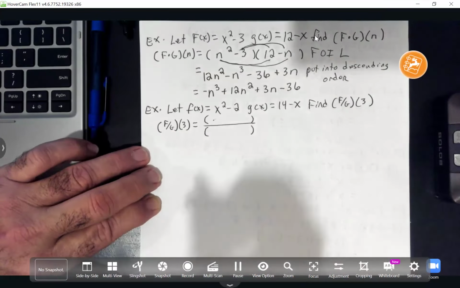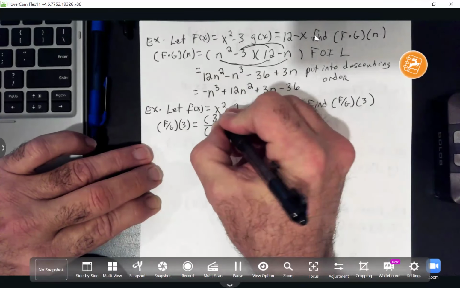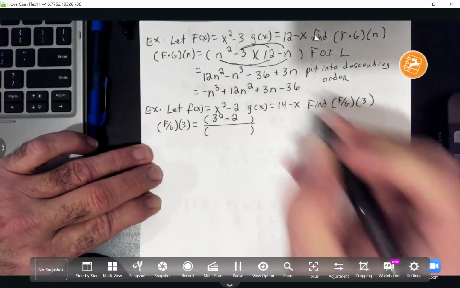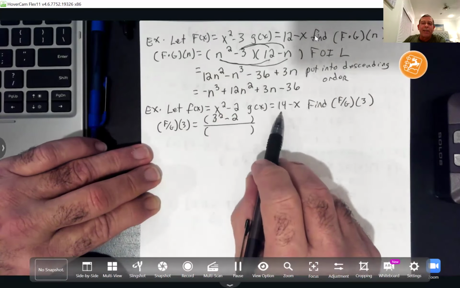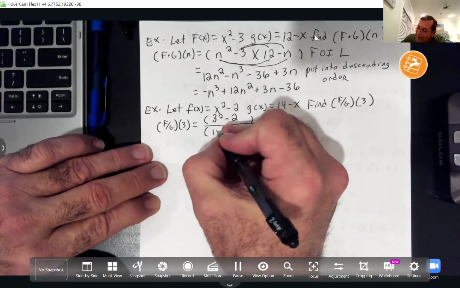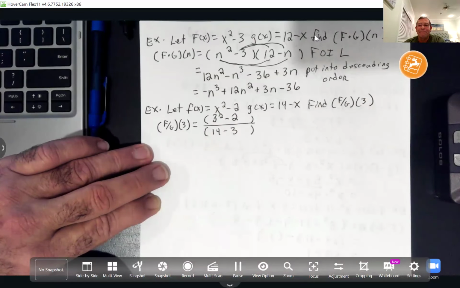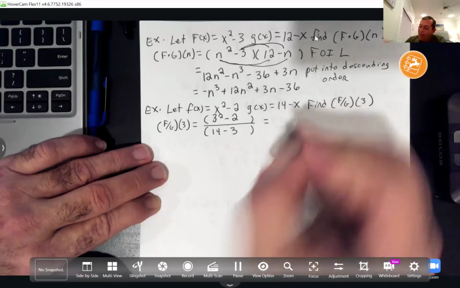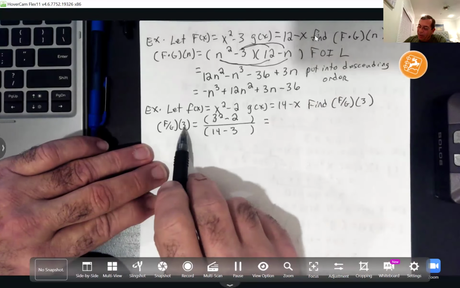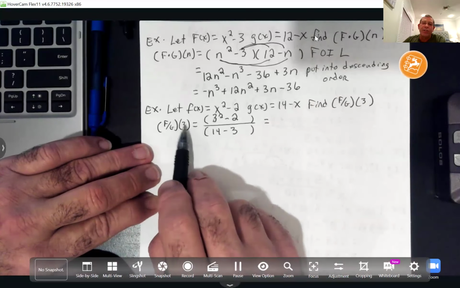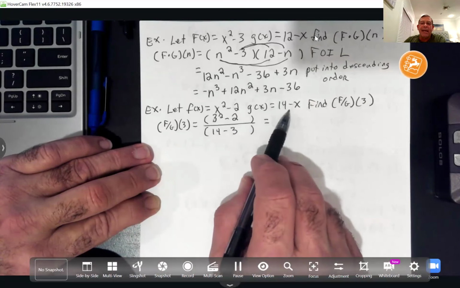Three squared minus two. Perfect. And that means on the bottom, we're going to put a 14 minus r of 3. All right, y'all. So remember, just different lingo, but you're still putting a 3 in for everybody's x's.